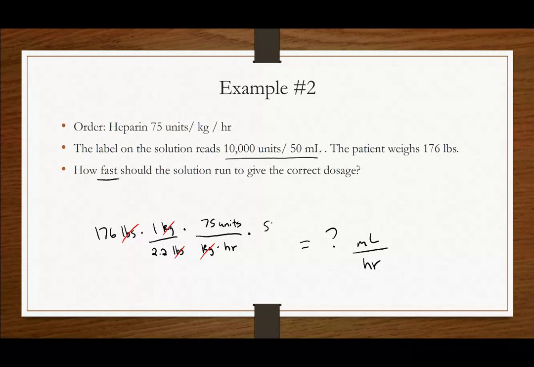So we want milliliters to be our desired unit at the top, and we'll cancel that out with our units by putting those in the denominator. So that should reveal to us the milliliters per hour necessary. And based on our computation here, we should get 30 milliliters per hour as a solution. So that is the rate at which we should set our infusion to give the correct dosage.